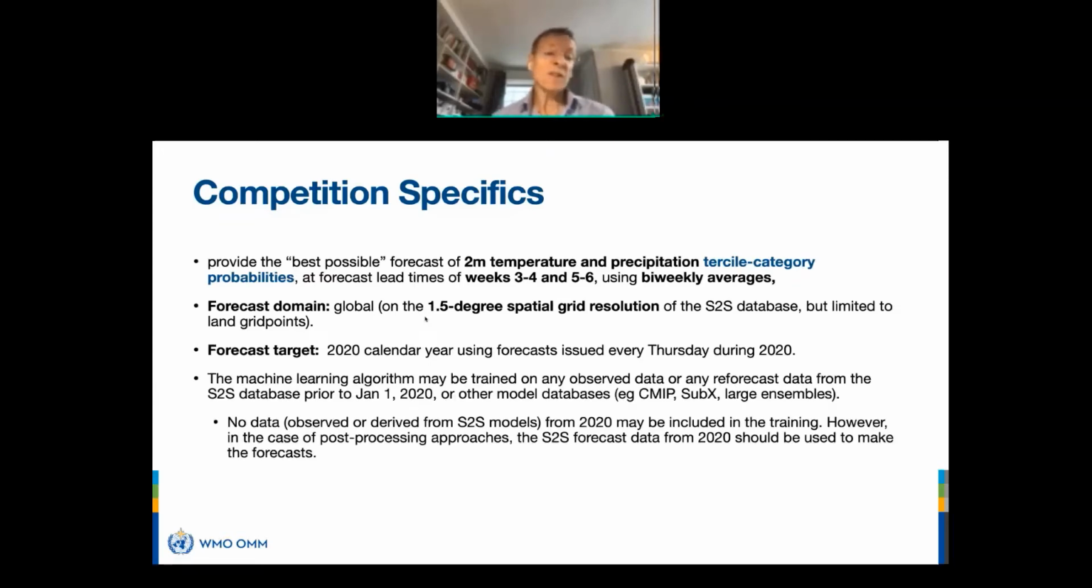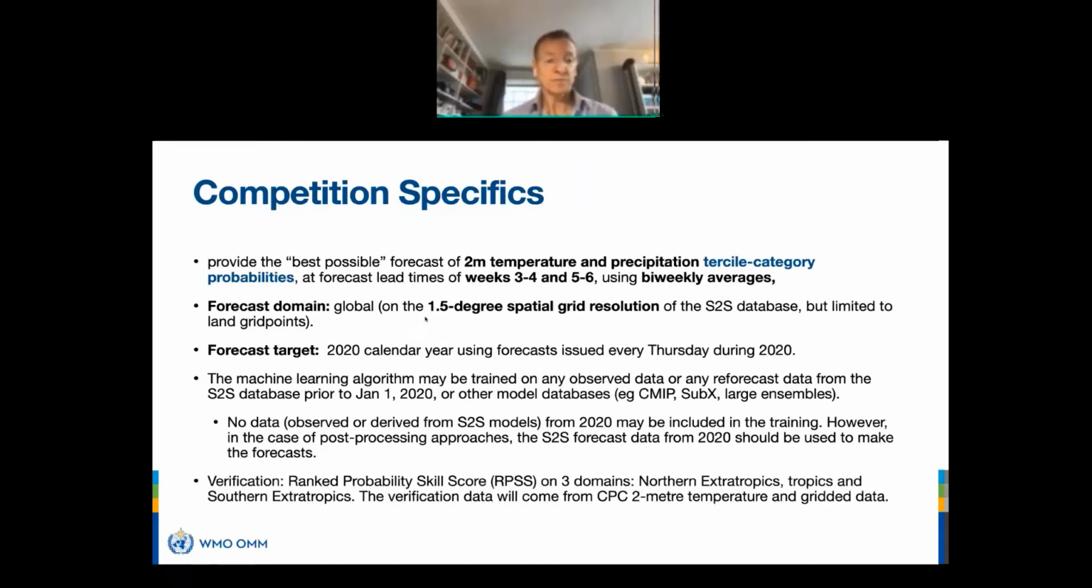So some of the specifics on that: the machine learning algorithm may be trained on any observed data or any reforecast data from the S2S database prior to January 1st, 2020, or any other model database for that matter, SubX, CMIP, large ensemble databases, and so on. And then no data observed or derived from S2S models from 2020 may be included in the training. However, in the case of the post-processing approaches, the S2S forecast data from 2020 should be used to make the forecasts.